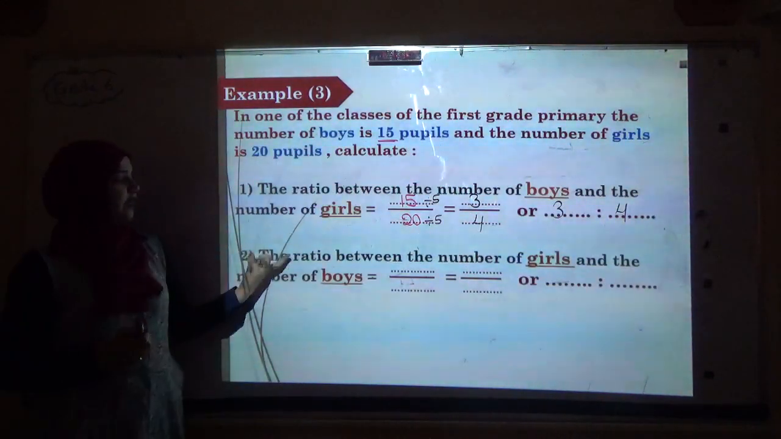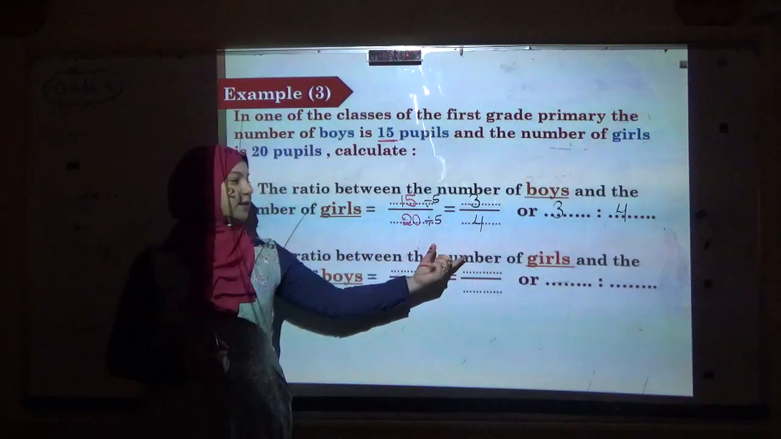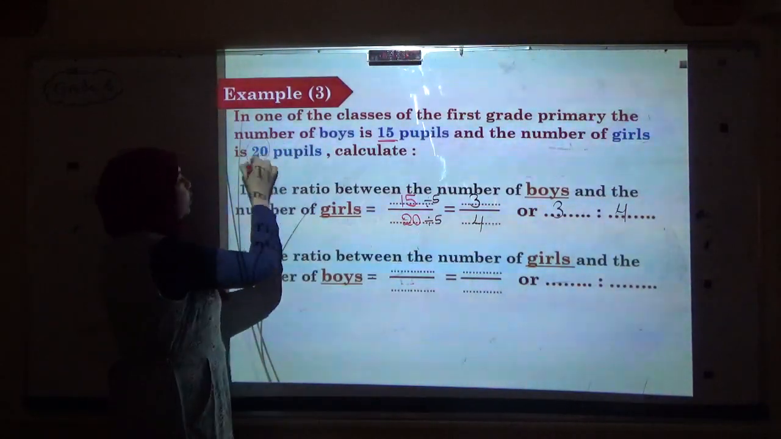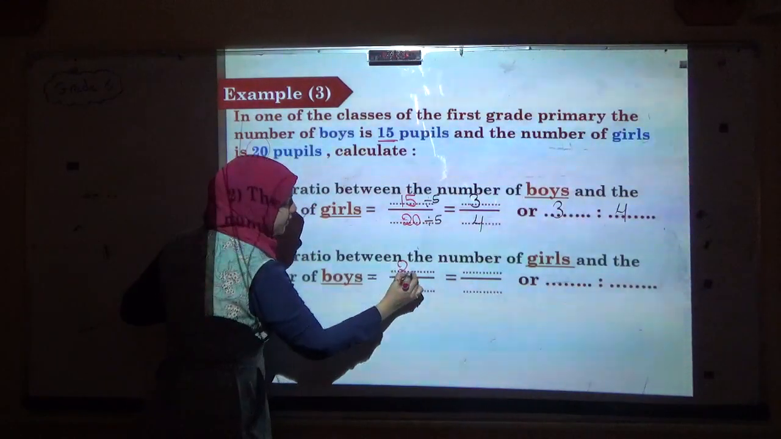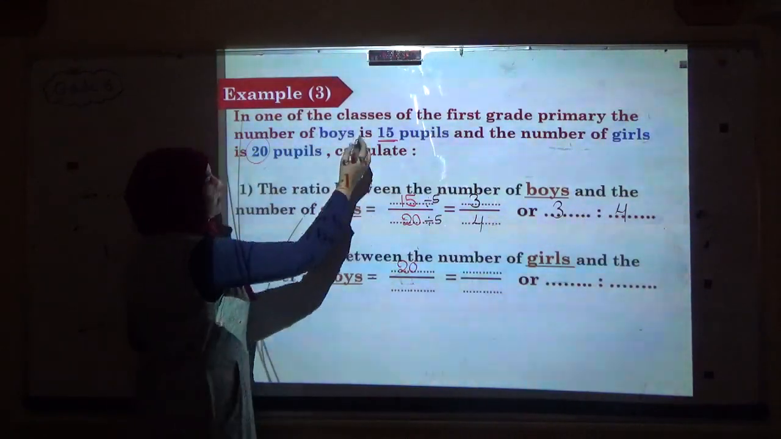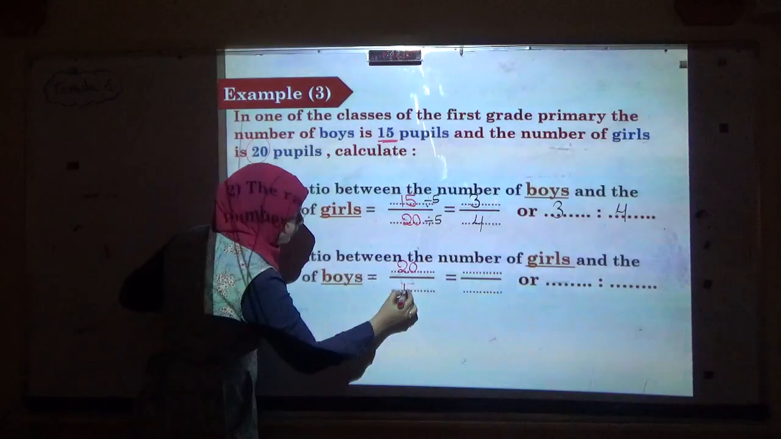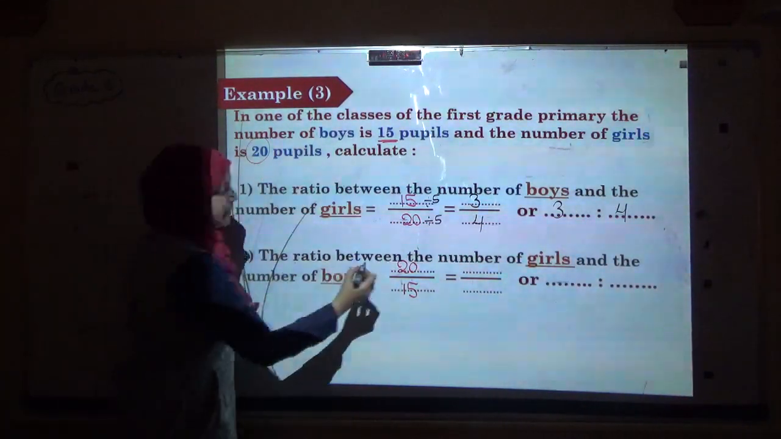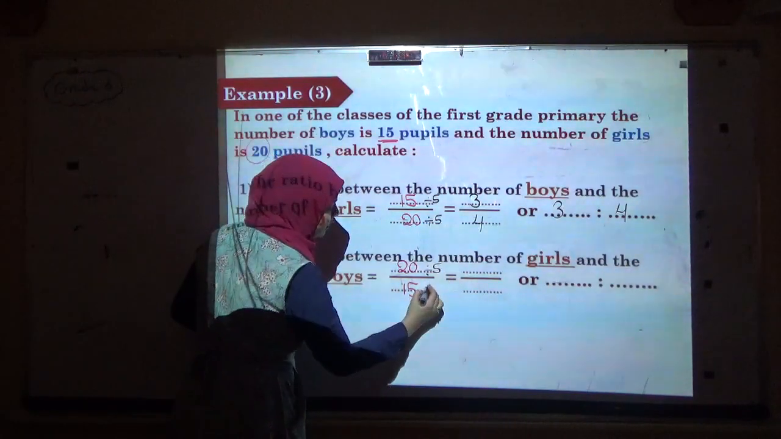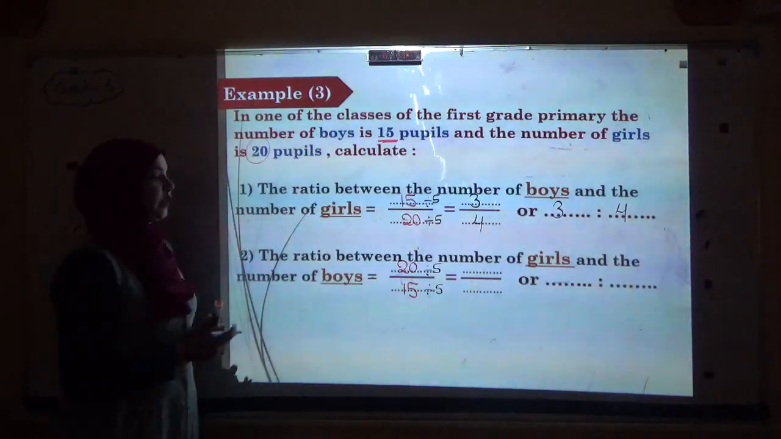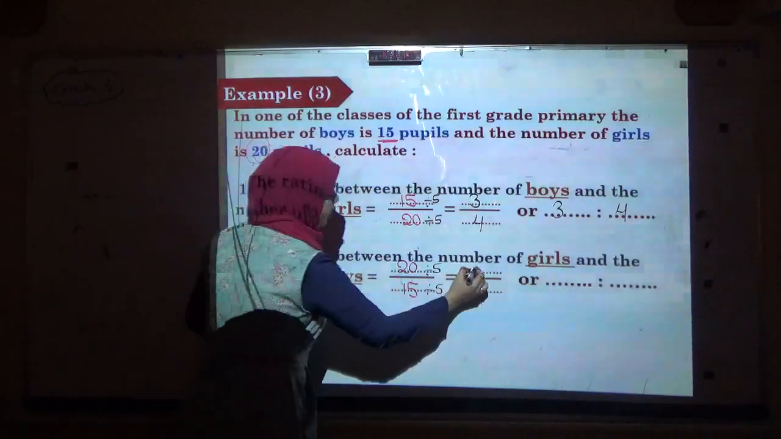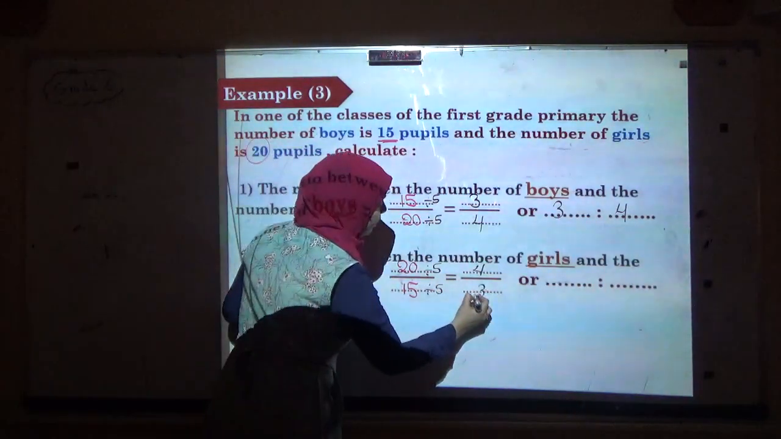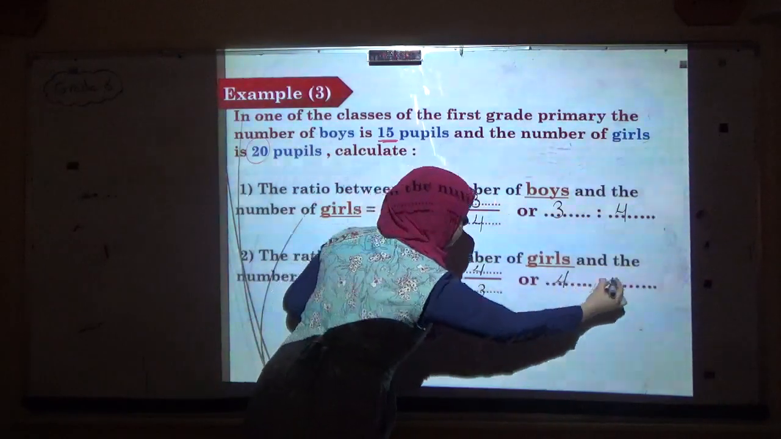Number 2, find the ratio between the number of girls and the number of boys. Here the number of girls is 20, so put 20 as the first term. The number of boys is 15, put 15 as the denominator, the second term, and divide up and down by 5 to simplify this ratio. Now 20 divided by 5 equals 4, 15 divided by 5 equals 3, or we can write this ratio as 4 to 3.